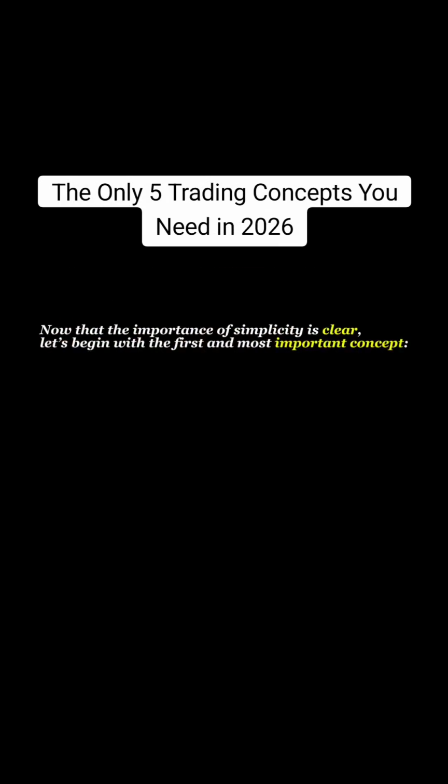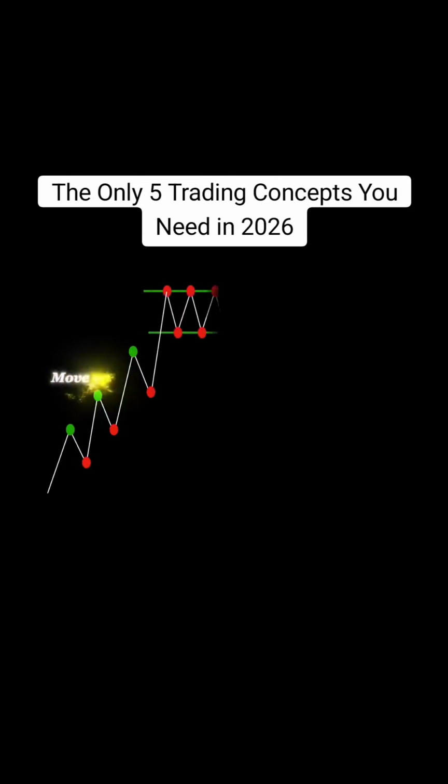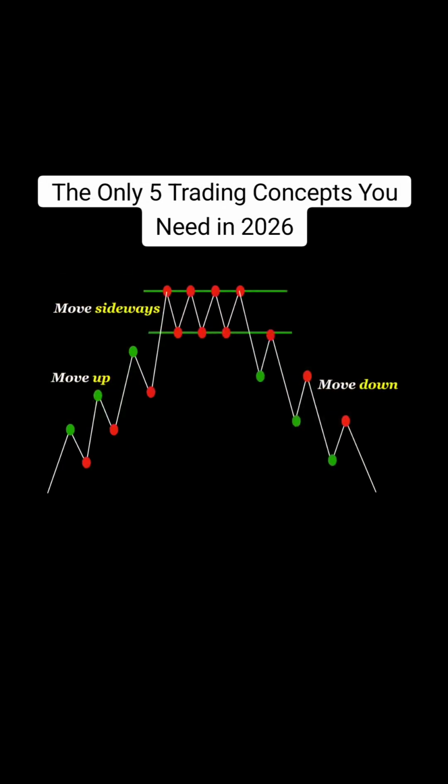Now that the importance of simplicity is clear, let's begin with the first and most important concept: market structure. No matter what market you trade, no matter what time frame you use, price can only do 3 things: move up, move down, or move sideways. There are no other conditions. Once you can correctly identify which state the market is in, you immediately eliminate confusion and most bad trades.